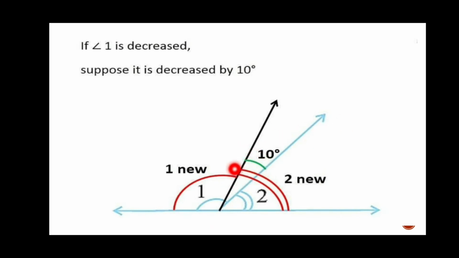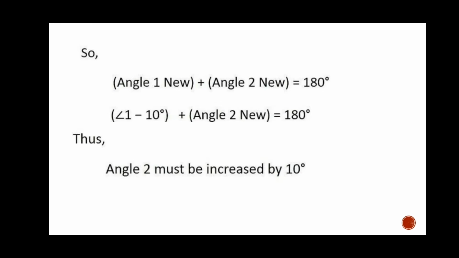So if we decrease angle 1 by 10 degree, you can see here angle 2 is automatically increased. This new angle 2 is increased. So by this we can say if we decrease this angle, angle 2 will be increased. So angle 1 new plus angle 2 new is equal to 180 degree, because it is given in the question that both the angles should remain supplementary. So if we have decreased angle 1 by 10 degree, angle 1 minus 10 plus angle 2 new will be equal to 180 degree.